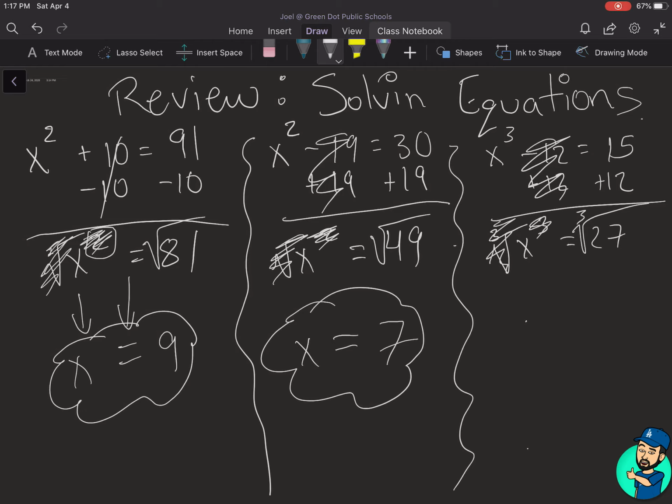Now, the cube root and the cube will cancel each other out. I'm going to bring down the x, bring down the equal sign, and the cube root of 27 is 3. Now, why, you may ask? 3 times 3 times 3. So we have 3 times 3 is 9, and 9 times 3 is 27. So these are your answers here.